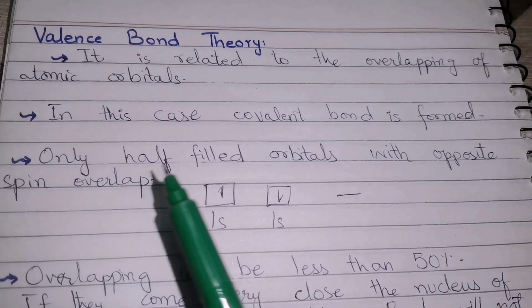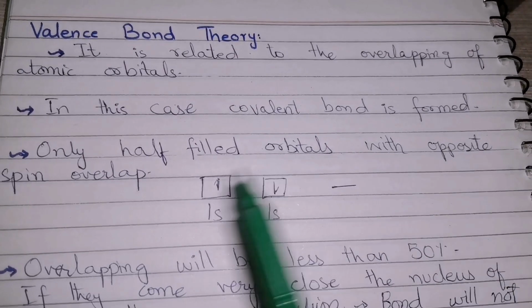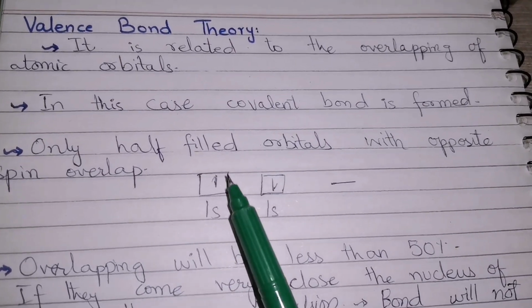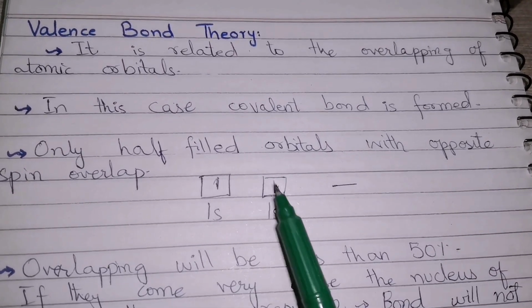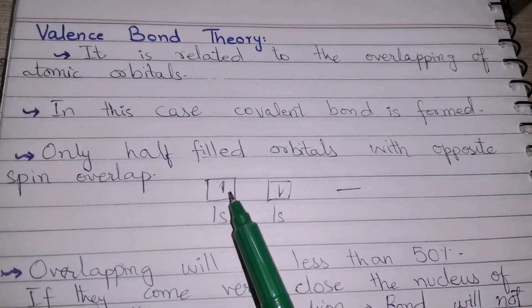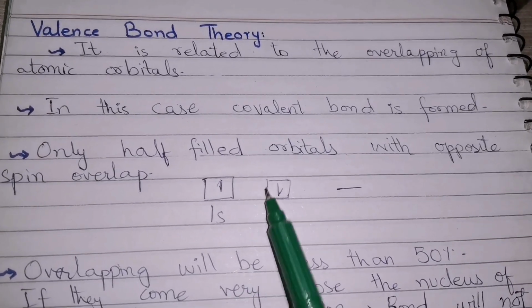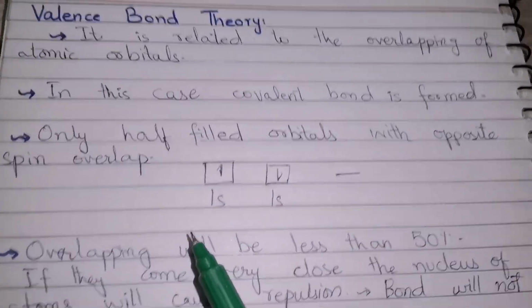The third point is that only half-filled orbitals with opposite spin overlap. It means that we should have half-filled orbitals. They should not be completely filled. They should have one electron in each orbital for the overlapping.